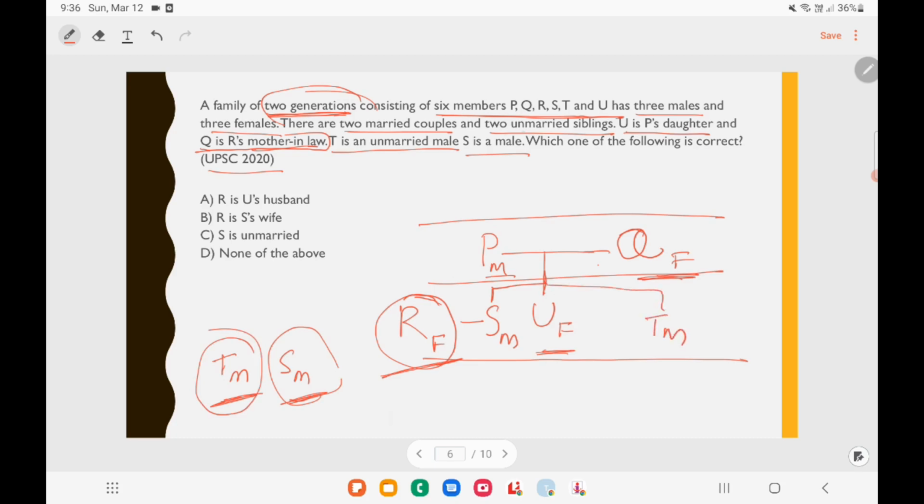So here 2 unmarried siblings are there, U and T. 2 married couples are there, P and Q are married, R and S are married, and there are 3 females and 3 males as well. So all the conditions are satisfied. So this is what you need to do. If you are getting a question, try to draw the family tree along with the genders, such that it satisfies the given conditions. Now if you see this family tree, the option is R is S's wife, so B was the right answer.